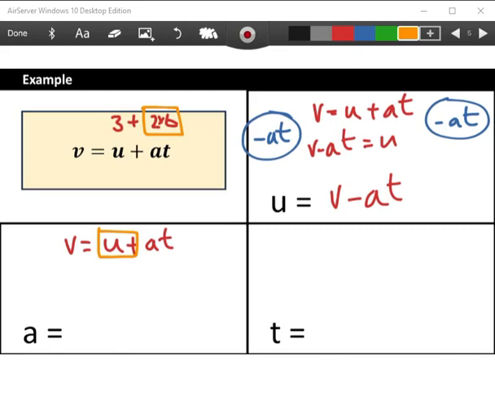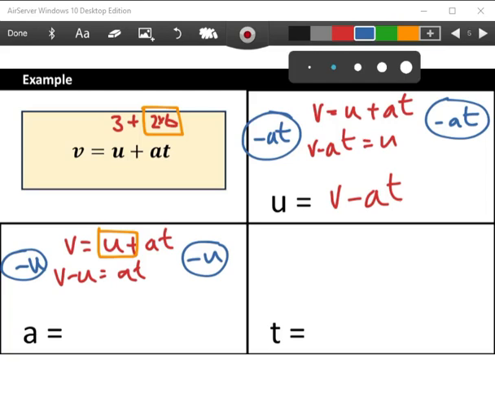So the opposite to u plus, or adding u on, would be to take away, and minus. That would give me v minus u equals a t. Now I've got the problem with the t. I don't want the t there. I do want the a. So at the moment we've got a times t.